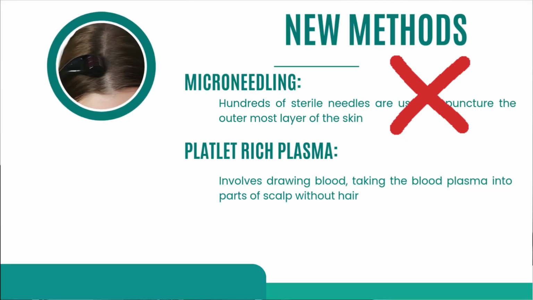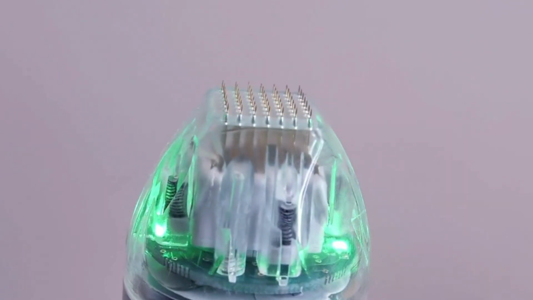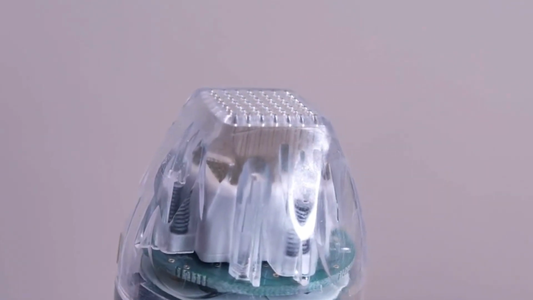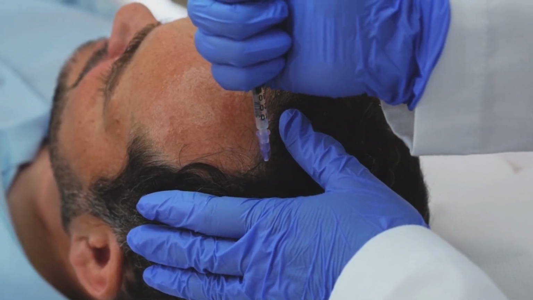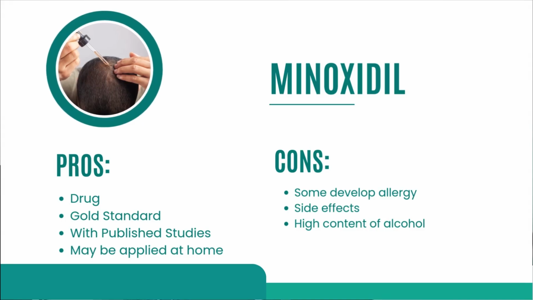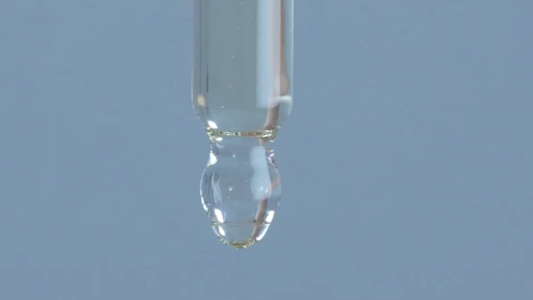There are new methods available, such as microneedling, where you have hundreds of sterile needles puncturing the outermost layer of the skin, hoping to stimulate hair growth. And then there's also PRP, or platelet-rich plasma, being injected into parts of the scalp without hair. Minoxidil has been the gold standard for treatment of hair loss. It is a drug though, and it may have side effects. A lot of people are allergic to it, so that is something to consider also.